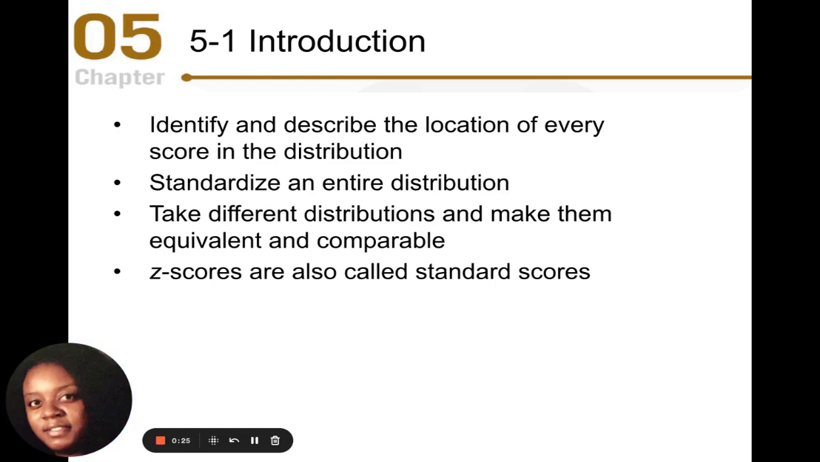First off, we need to identify and describe the location of every score in a distribution. This will help us standardize the distribution. We can take different distributions and make them equivalent and comparable to each other. Z-scores are called standard scores, and they help us do that.